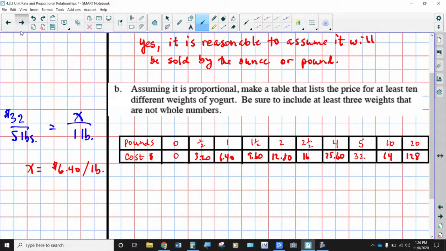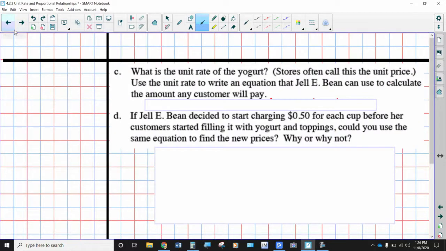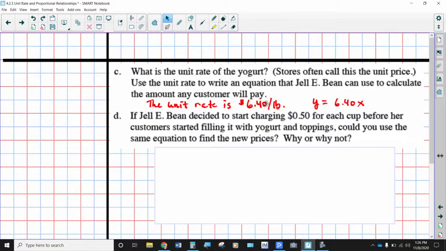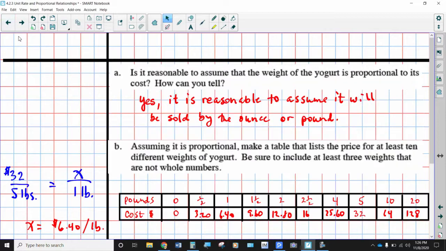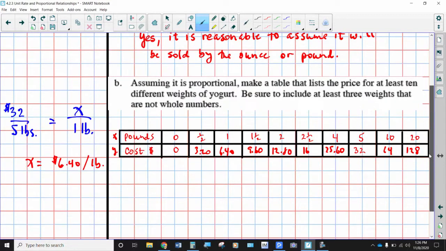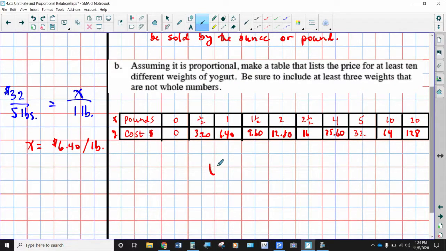Now, hold on for a second. Let me just look ahead. Are we going to start talking about, yes, unit rate here. So what is the unit rate that we said for this particular situation? The unit rate is $6.40 per pound. So if I use this as my equation, y equals $6.40 times x, where x represents the number of pounds and y is going to represent the total cost, then I can check any of these using my unit rate.